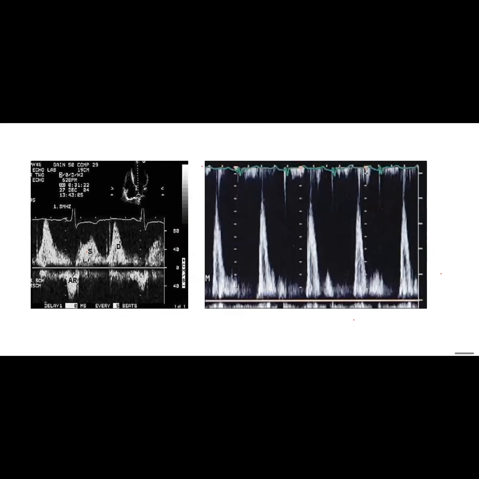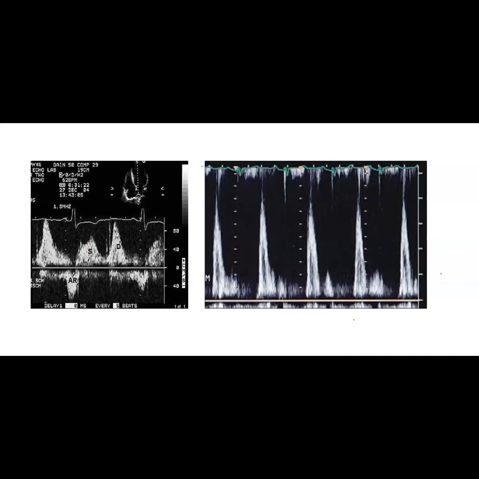Now look at this one here. The one on the right is a restrictive pattern. And you see the A wave. Do you see the A wave? It becomes so small. The higher the grade of diastolic dysfunction, the smaller the A wave, and the EA ratio becomes high. Now look at the one on the left. It is the pulmonary venous. Yes. What do we see here?